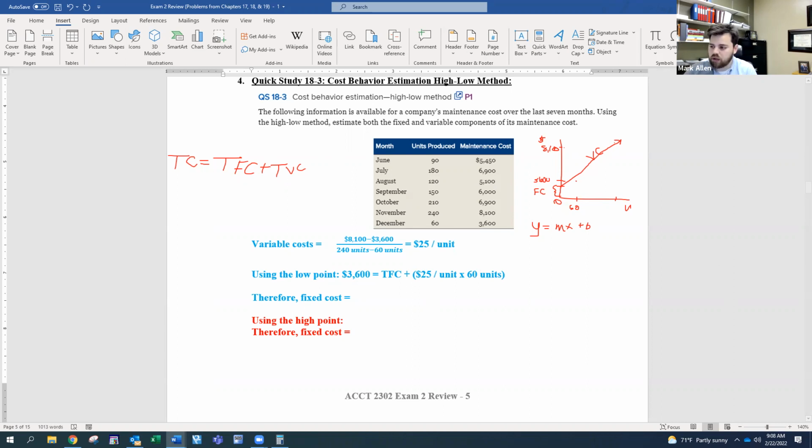When you do that, you'll see that your 25 times your 60, you can replace that with 1,500. So you end up with 3,600 is equal to total fixed cost plus 1,500. You'll subtract out the 1,500. And when you do that, you'll find your total fixed cost is $2,100.